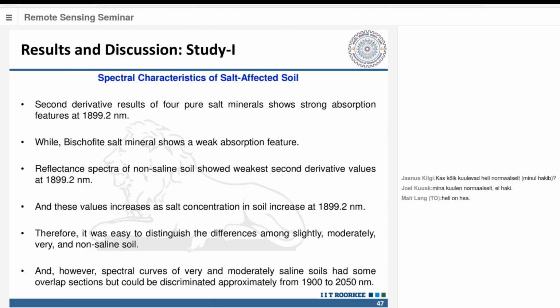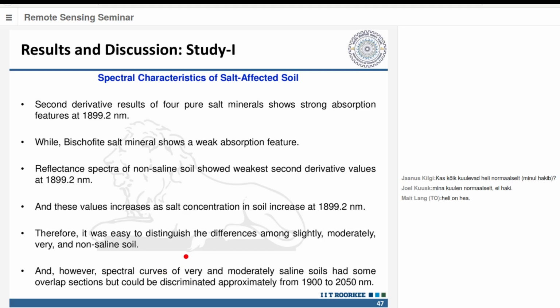So second derivative results of 4 pure salt minerals show strong absorption features at 1899.2 nanometer, while hydrated salt minerals show weak absorption features because they contain more water content. Reflectance spectra of non-saline soil showed weaker second derivative values at 1899.2 nanometer, and these values increase as salt concentration in soil increases at this wavelength region. Therefore, it was easy to distinguish the differences among slightly, moderately, very, and non-saline soil.